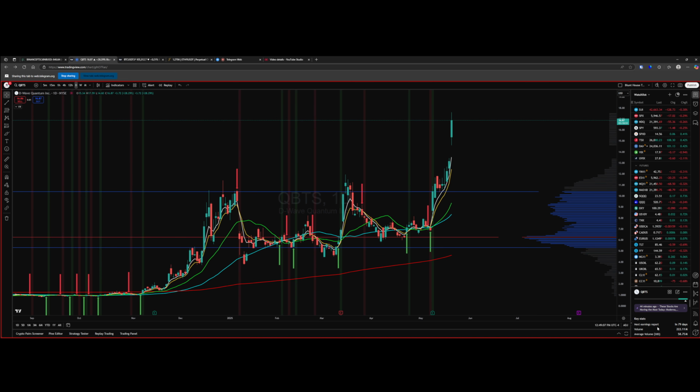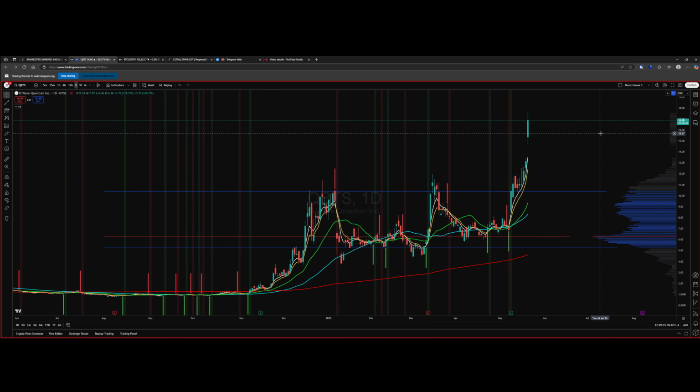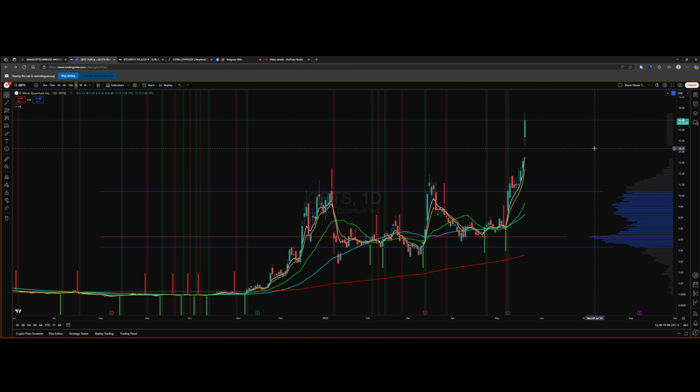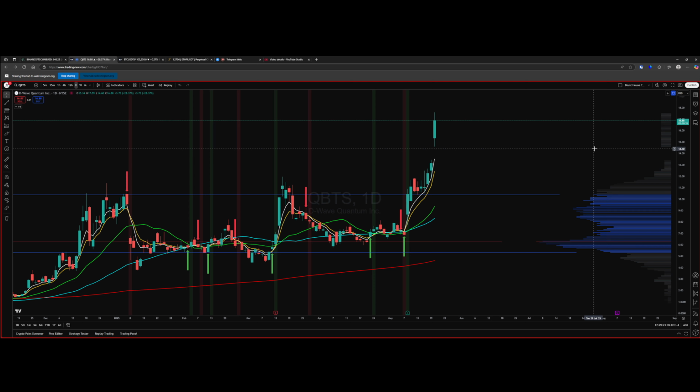It does get good volume. That's kind of what I was checking because you want to make sure that if you don't have volume, you could be left being the one without a chair when the music stops, right? There's no one for you to sell into. But this is a great chart because it helps us.